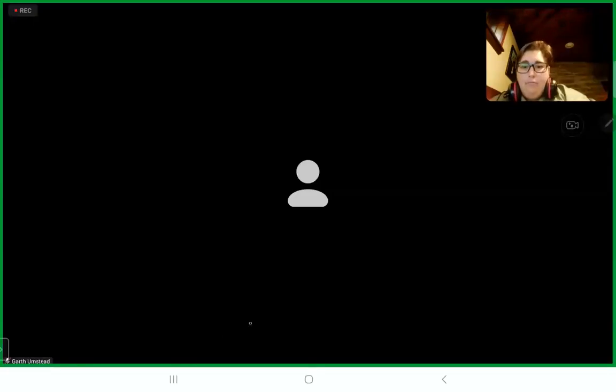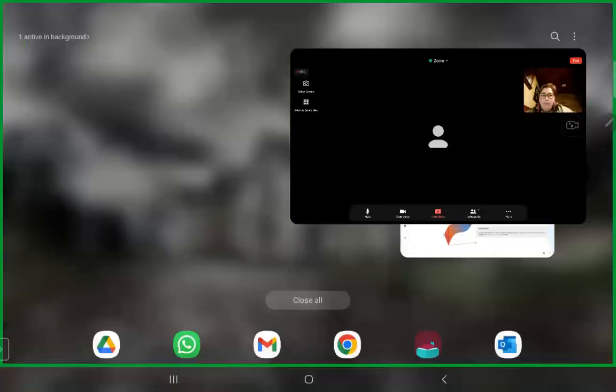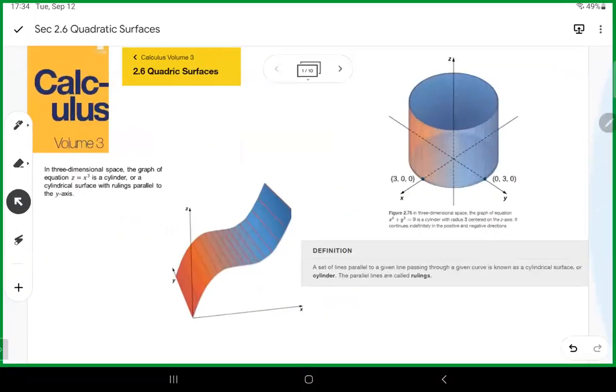Okay. So what we're gonna do is section 2.6, quadratic surfaces. We're gonna do all of 2.6 and half of 2.7, and then on Thursday we'll finish 2.7 and do all of 3.1. Probably not gonna take us till 7 o'clock or 7:30. We'll probably get done a little bit early on both days, but we'll see how it goes. So, all right.